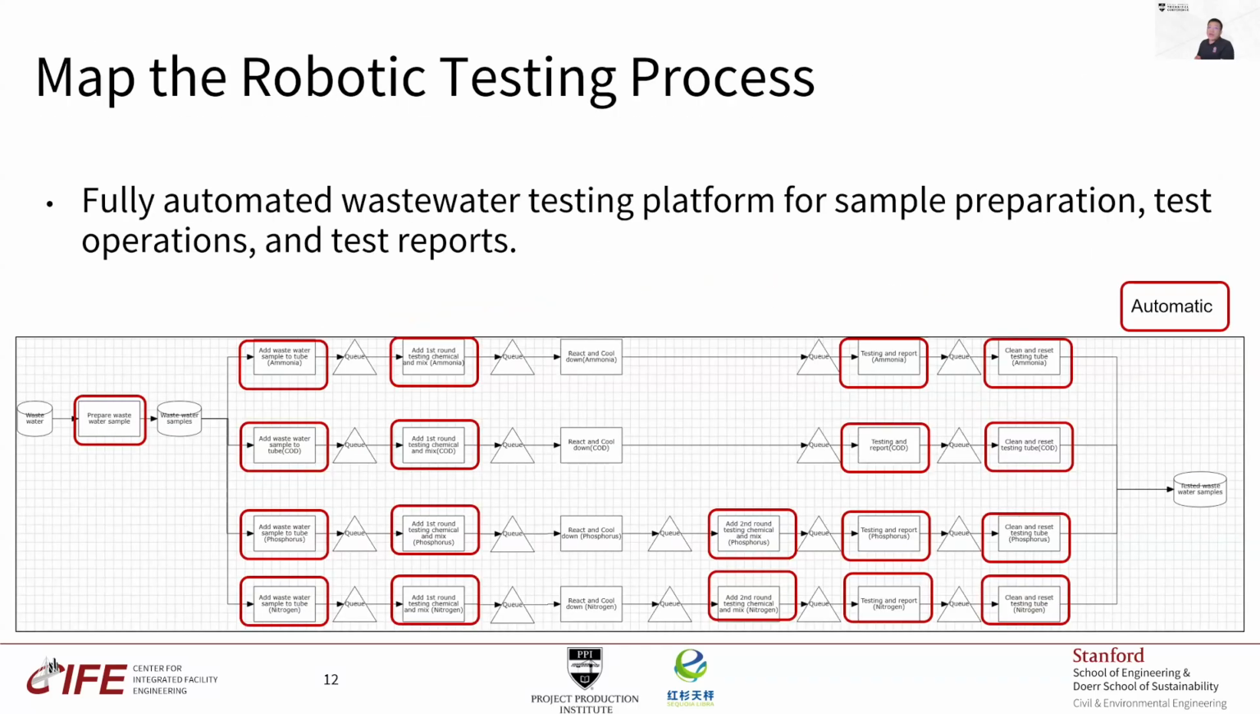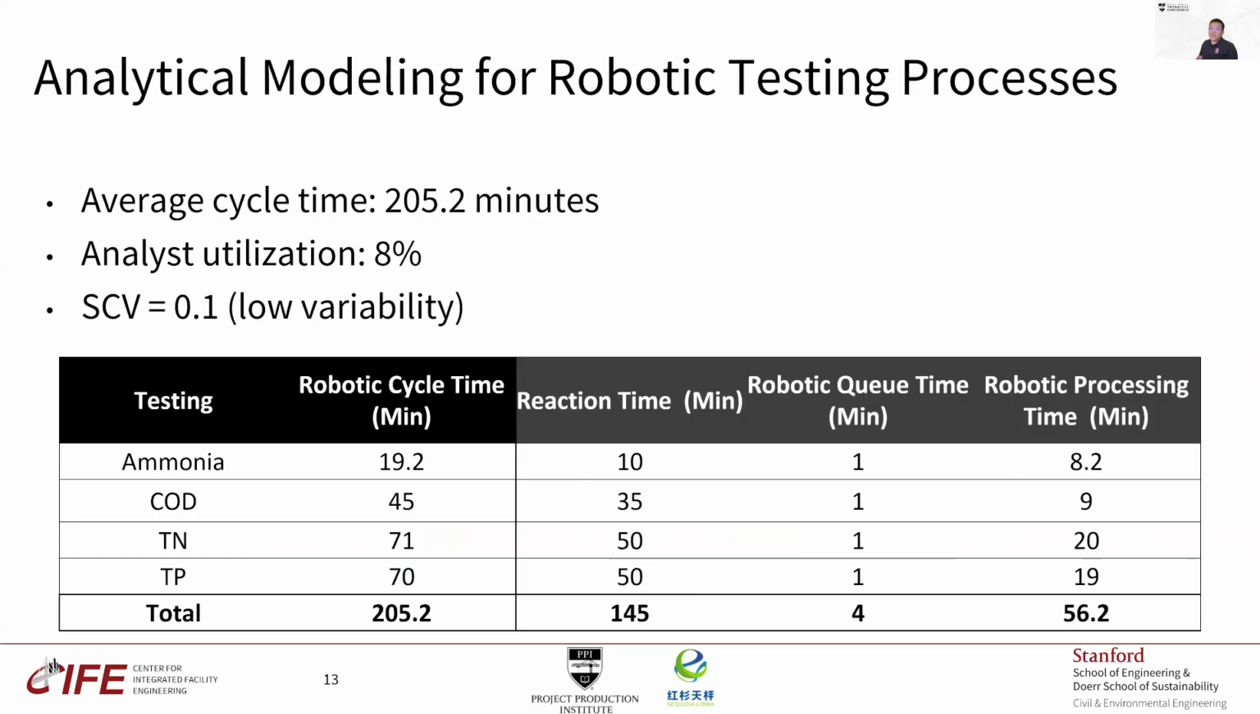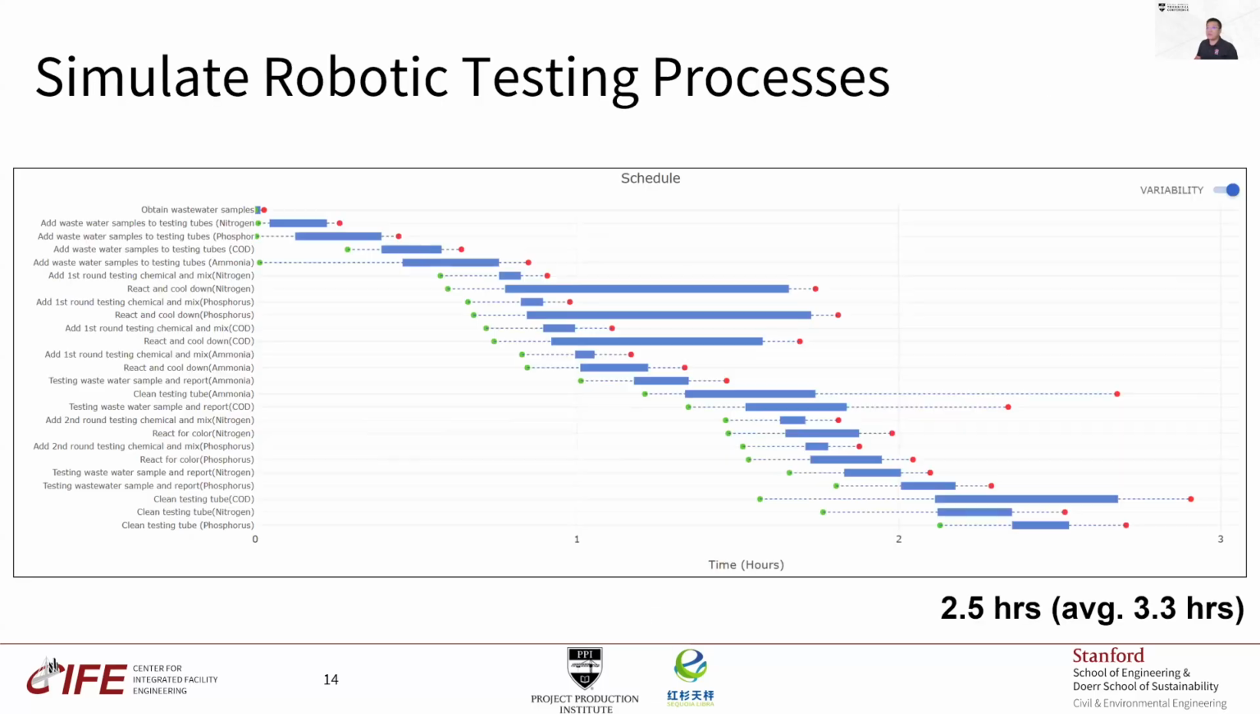When we then map the robotic testing process, the robotic testing platform fully automates process steps, including sample preparation, test operations, and test reports. The analytical modeling again showed dramatic improvements in cycle time, reduced from 400 minutes to 200 minutes. Analyst utilization reduced to 80% as they mostly supervise jobs. Basically, we also use a 0.1 for low variability in this automated process.